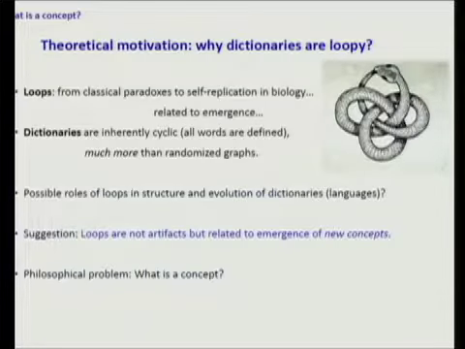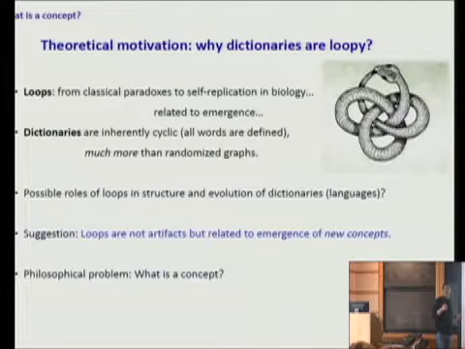And dictionaries are inherently cyclic because there are no leaves. Every word should be defined. And this is why we expect loops in the dictionaries, but it turns out that the number of loops is much larger than this constraint. And we would like to see why there are so many loops. So we are looking for possible roles of emergence of loops in evolution of dictionaries.